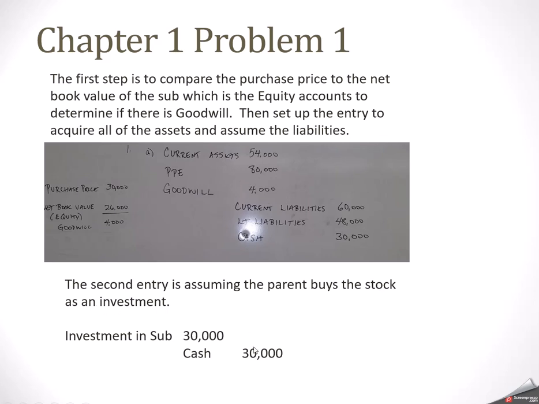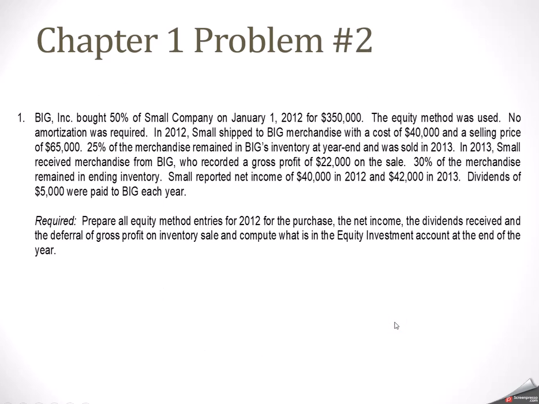Now the second entry, if we just buy the stock, we're going to set up the investment in the subsidiary or the equity investment, and we're going to debit that for $30,000 and we're going to credit cash. So the investment in sub is the same as the equity investment. As we move into the next chapter, it'll be equity investment. Chapter one, we're just doing the basics. So that's why it's the investment.